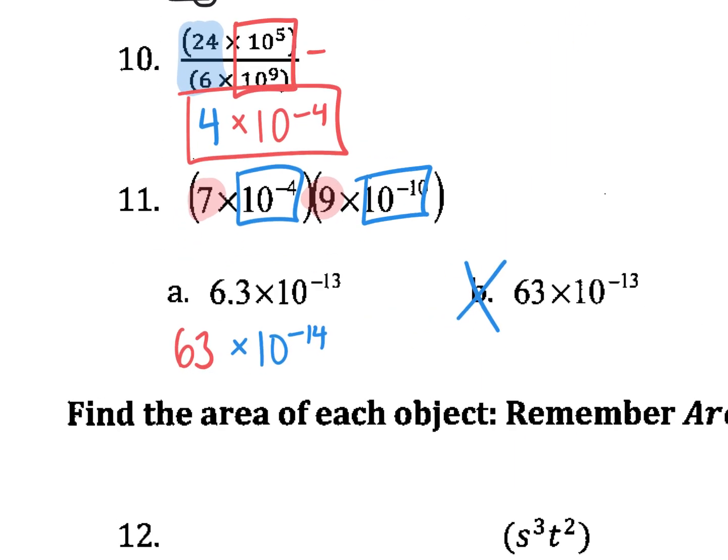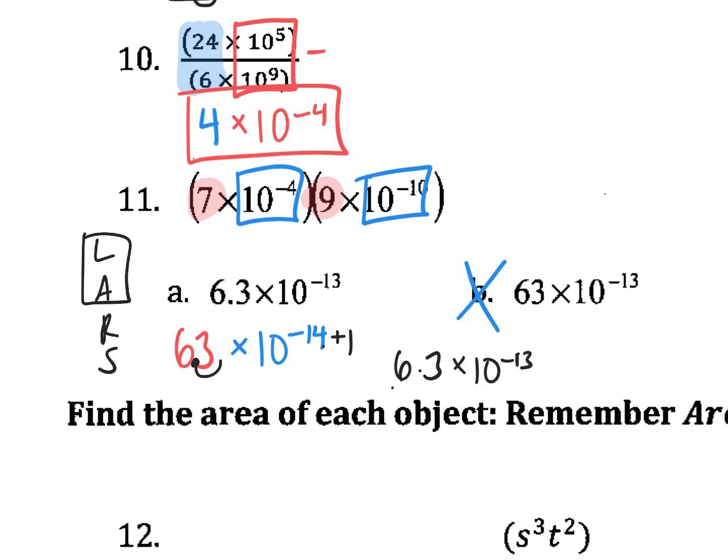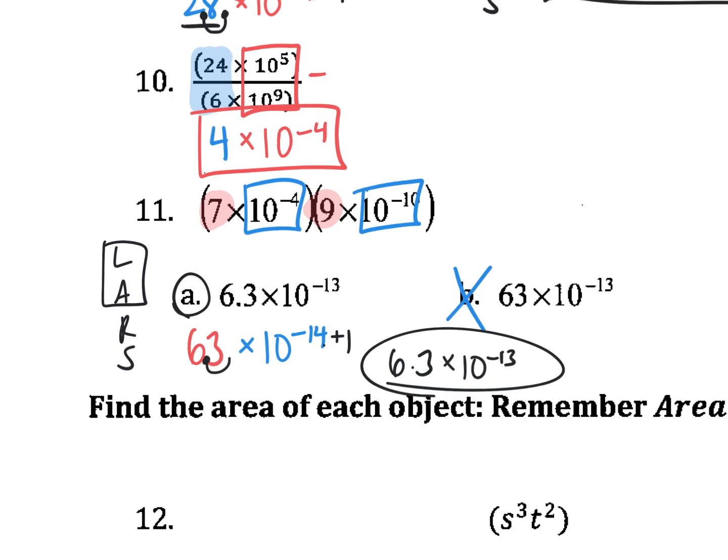And I know, using my acronym LARS, if I am moving to the left 1, I'm going to add 1 to my exponent. So negative 14 plus 1 would be negative 13. So your final answer would look like this, which is in fact letter A.